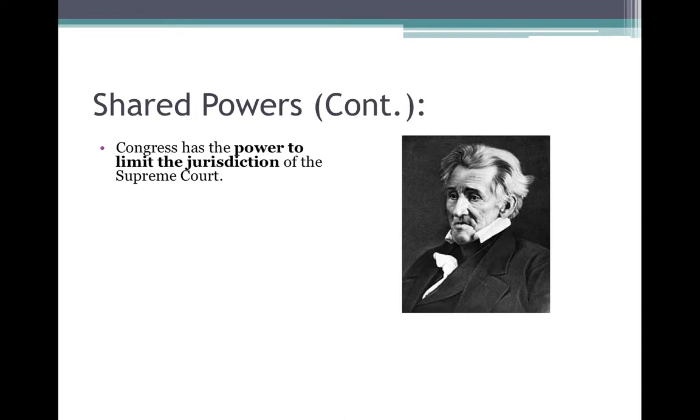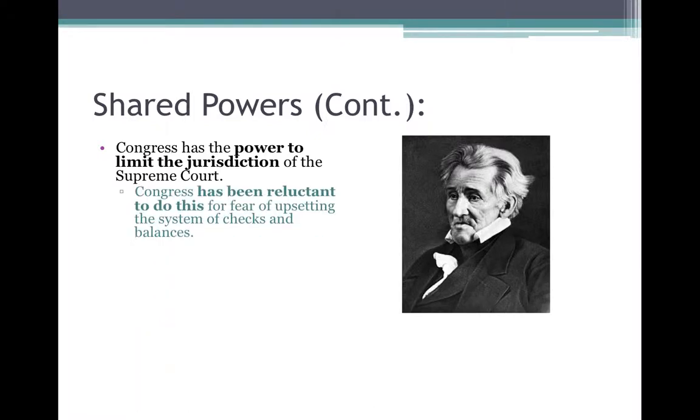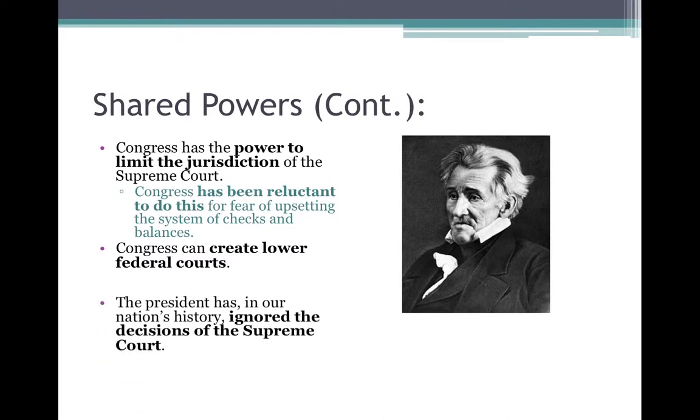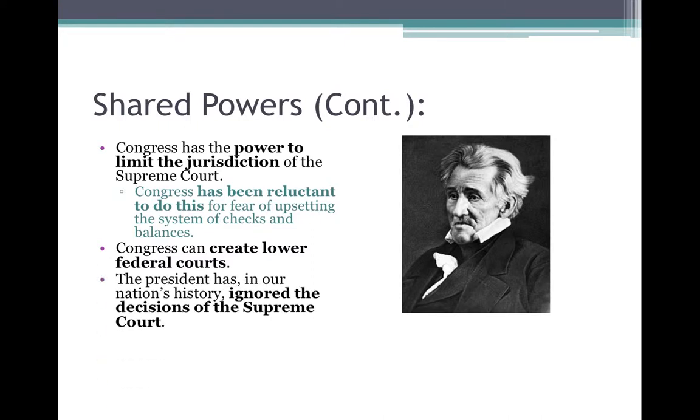Congress has the power to limit the jurisdiction of the Supreme Court. Congress has been reluctant to do so for fear of upsetting the system of checks and balances. Congress can create federal or lower federal courts, and the President has, in our nation's history, ignored the decisions of the Supreme Court on occasion.